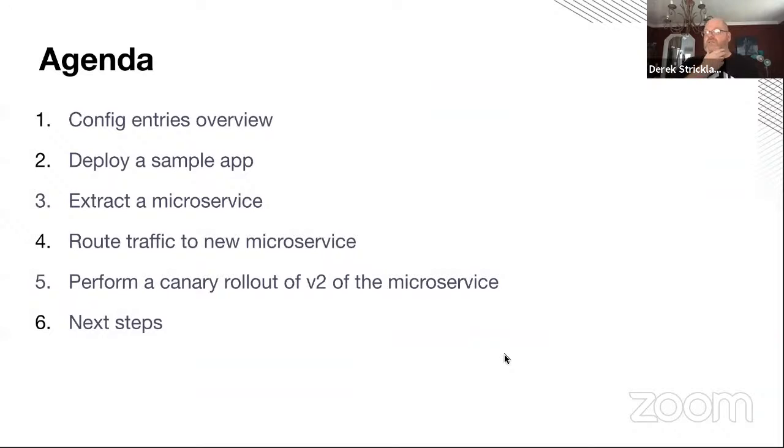The agenda is, first go over the config entries themselves, then deploy the app, extract the microservice, route some traffic to the new microservice, then perform a canary rollout. And we'll do a couple of iterations on the canary rollout, increasing the volume of traffic we send until we finally cut over to it solely. And then I'll give you some next steps and resources so you can do further research on your own.